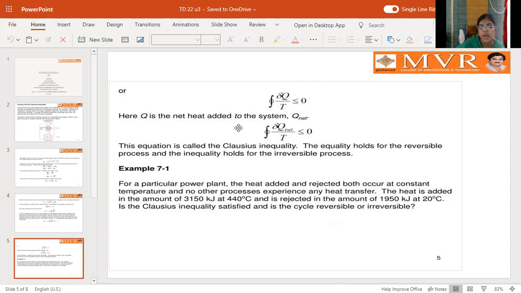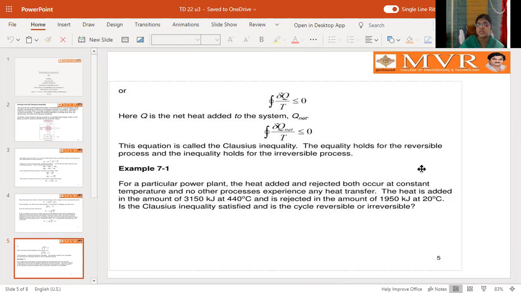Here Q is the net heat added to the system. So the cyclic integral of Q net by T is less than or equal to 0. This equation we call the Clausius inequality. The equality holds for a reversible process, and the inequality holds for an irreversible process. If the cyclic integral of del Q by T is equal to 0, we call it a reversible process. If it is less than 0, we call it an irreversible process.